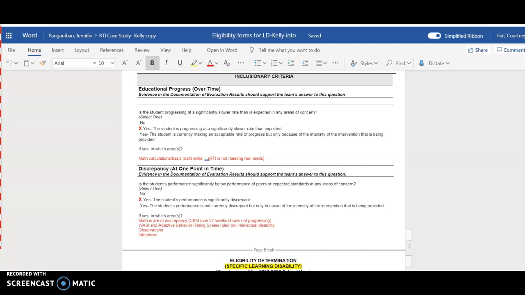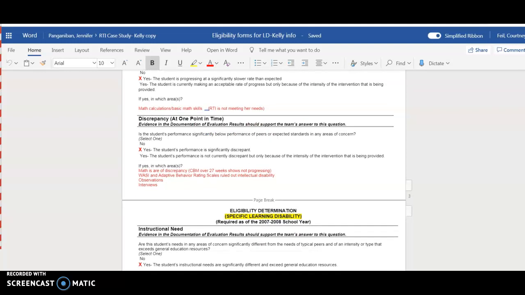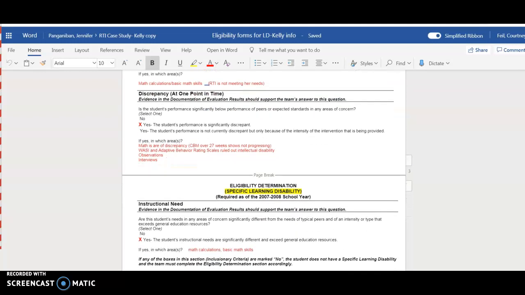In this case, we are saying yes, Kelly is progressing at a significantly slower rate because her slope is not improving. And the area that she is not improving in is math calculations and basic math skills. So basically, RTI is not meeting her needs. The last section on this page is discrepancy at just one point in time. And the evidence that you have placed in the previous page, the documentation of evaluation results, really needs to support the team's answer to this question.